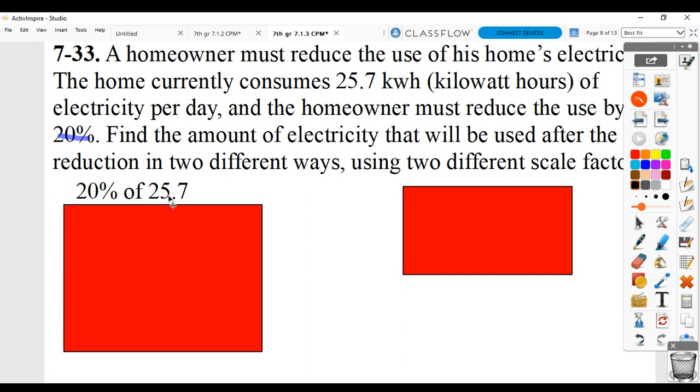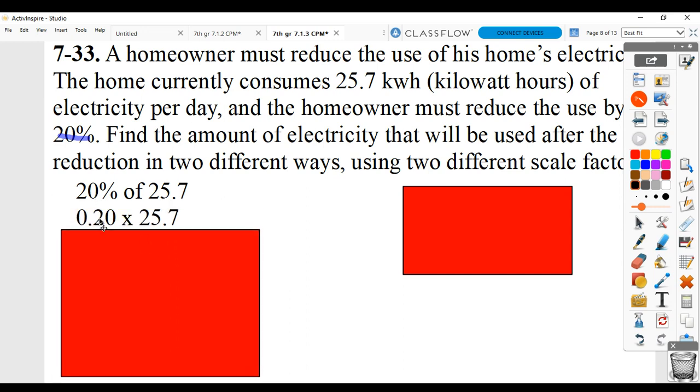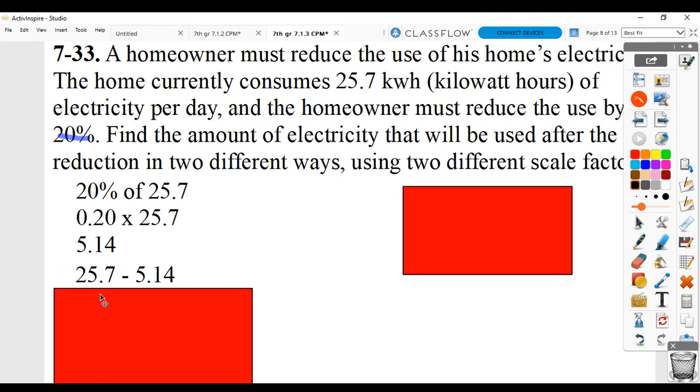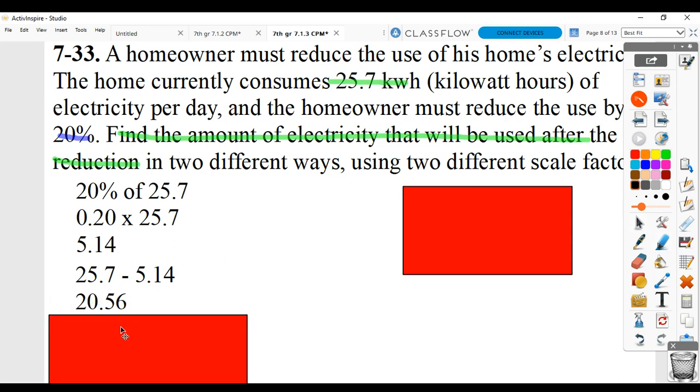Again, one is to say, what is 20% of 25 and 7/10? Change your percent to a decimal. We know of means multiply. You can use a calculator to find that answer, 5 and 14/100. And then that's how much it's being reduced, but they want to know how much will they be using after the reduction. So if they're reducing by 5 and 14/100, you'll subtract that from the original amount that they consumed to get the amount that they now are using. Okay, so that's one way to do it.